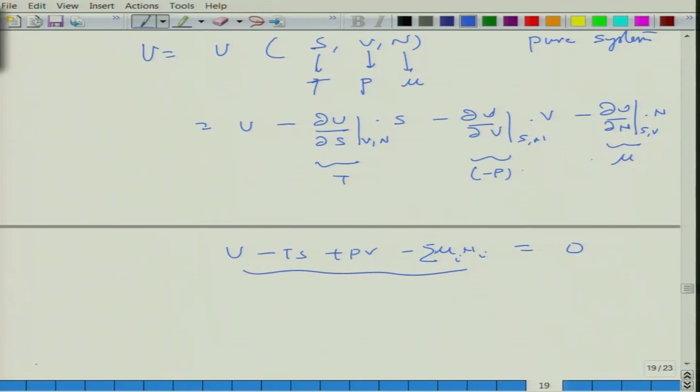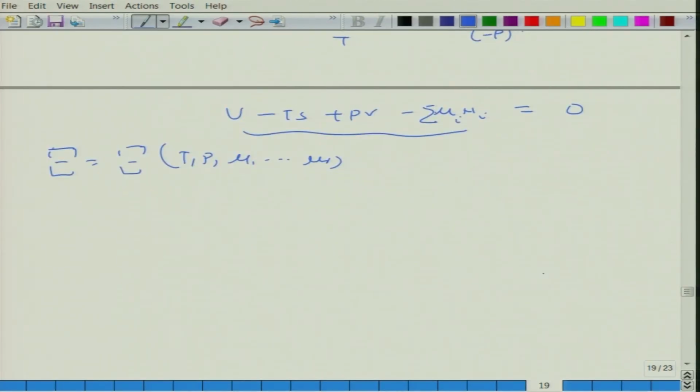And this is sometimes called the grand canonical potential, which is nothing but a function of T, P, μ_i, μ_R. So, this expression is basically the Euler expression which we come up with, and this expression yields the value 0.